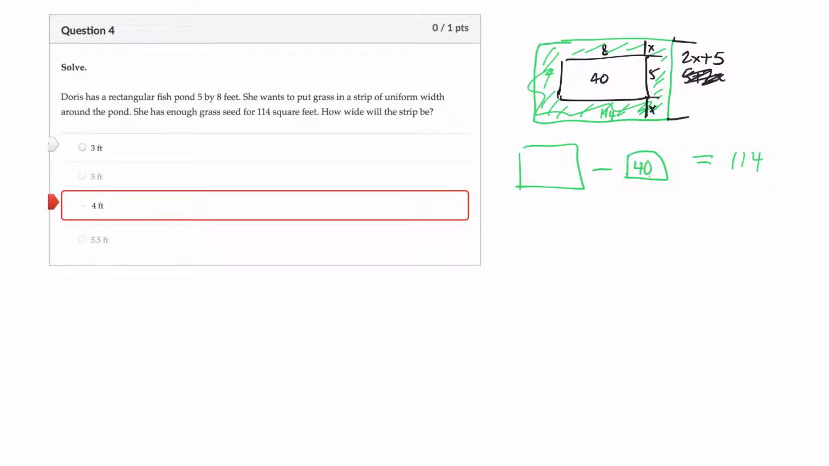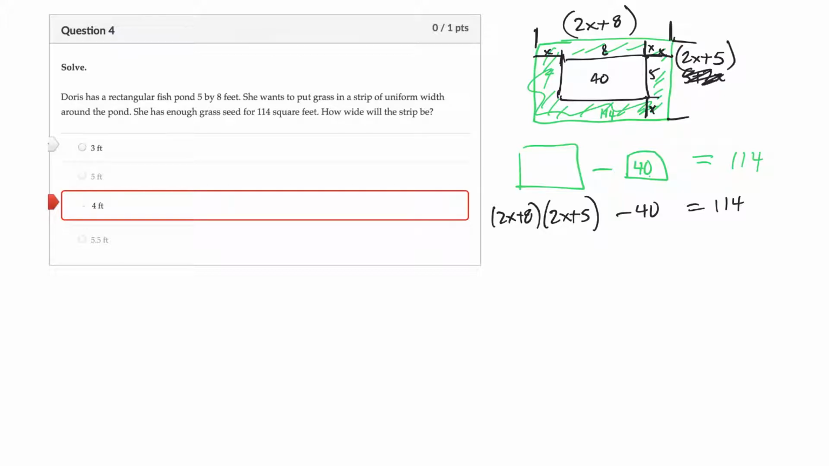And then similar logic from here to here. So from there to there is 8. This would be x, and this last part would be x. So this would be 2x plus 8, that side. So the area of that would be that times that. So I'd have 2x plus 8 times 2x plus 5, minus the 40, gives me 114.